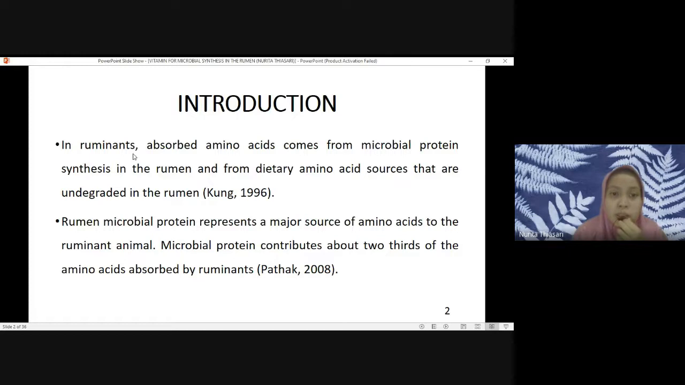In ruminants, absorbed amino acid come from microbial protein synthesis in the rumen and from dietary amino acid sources that are undegraded in the rumen. Rumen microbial protein represent a major source of amino acid to the ruminant animal. Microbial protein contribute about 2/3 of the amino acids absorbed by ruminant.